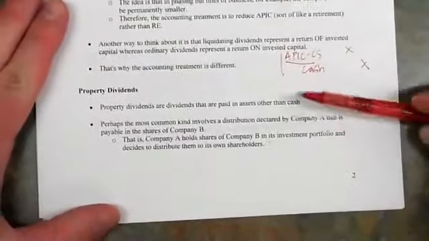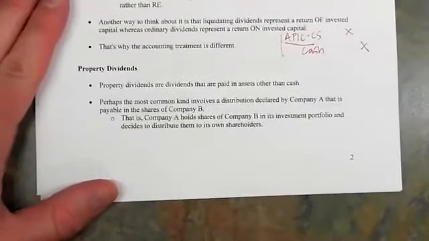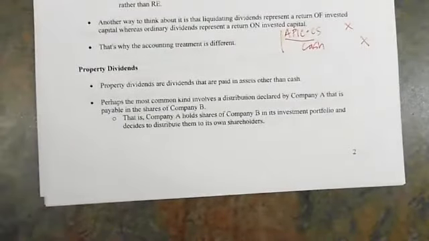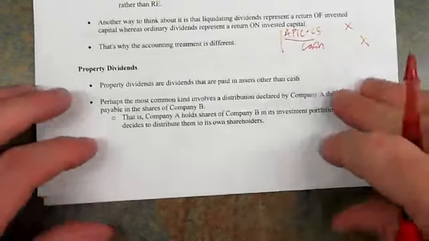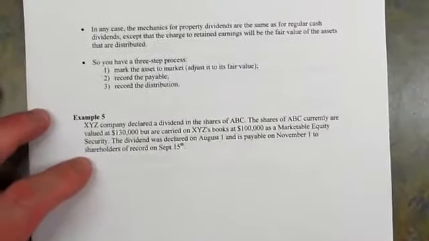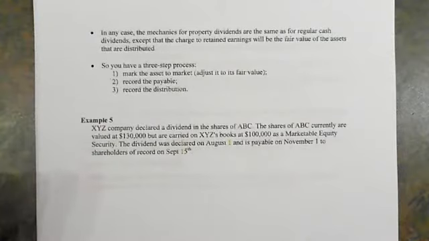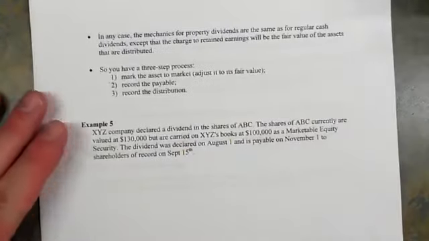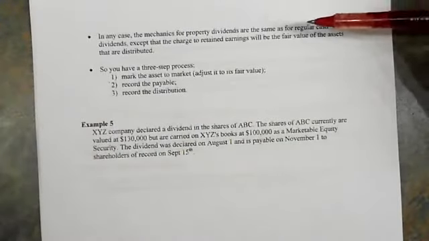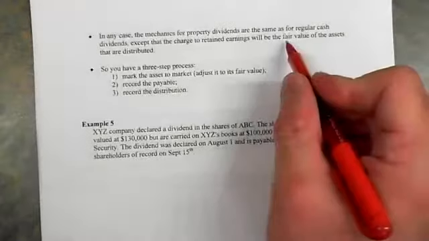Property dividends are dividends that are going to be paid in assets other than cash. So for example, investments in securities can be paid, fixed assets could be paid. The most common is the idea of trading shares that are in your investment portfolio and distributing those as a dividend to your shareholders rather than cash. So whatever the asset is, or whatever property you are providing to your shareholders in exchange for cash, we're going to want to record the fair value of the assets that we're distributing.